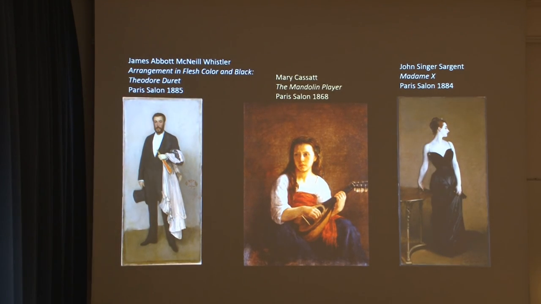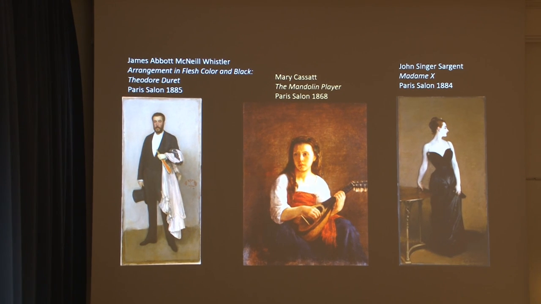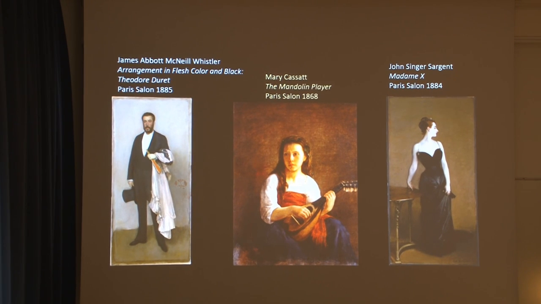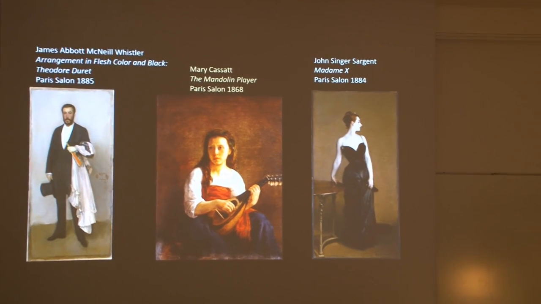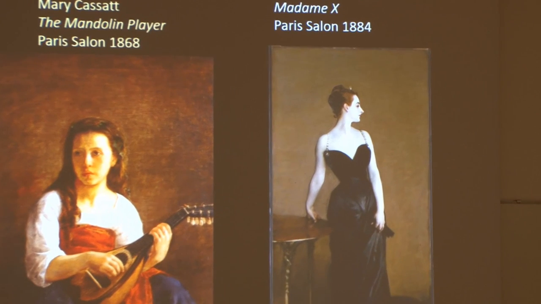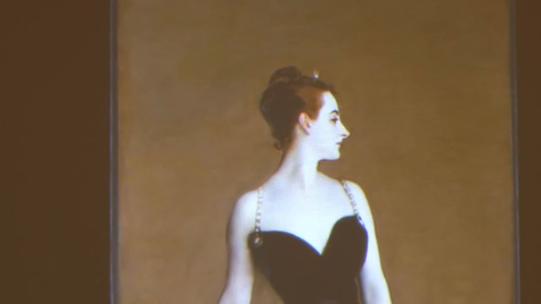Thus, American artists, even those we associate with rebels like the Impressionists, exhibited at the Paris Salon. Mary Cassatt, James McNeill Whistler, and John Singer Sargent all submitted entries to the jury of the Paris Salon and were proud when their works were accepted, and even more so if they won a prize.